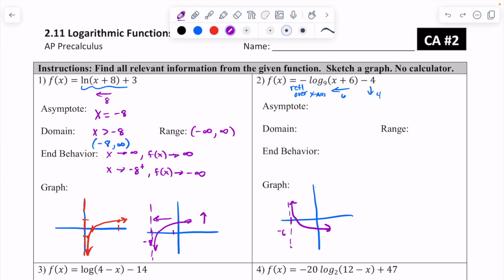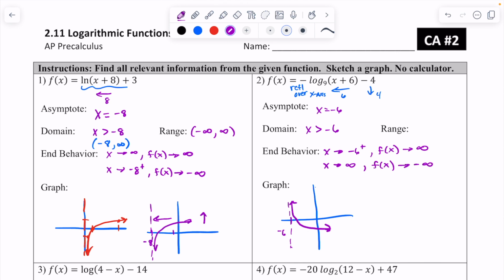Asymptote, x equals -6. Domain, x is greater than -6. I didn't mention I did shift it down 4. It doesn't look like it, but pretend it is. Shifting it up and down does not change your answers to any of these questions. End behavior: as x approaches -6 from the positive side, the function goes up. And as x goes to +infinity, the function goes down. So the y values are getting more and more negative.